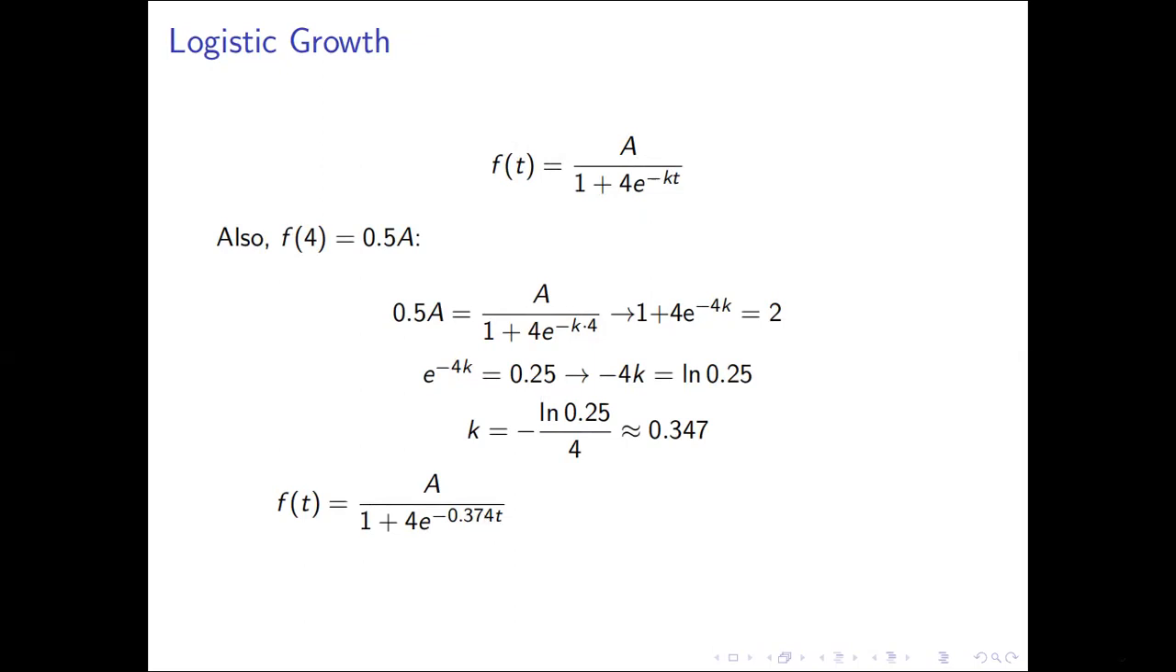So let's answer the question. How many will have been infected by the 8th week? You just plug in t equals 8 into the formula here. Then you can just evaluate the denominator. That's a number. Take the reciprocal of that times A. You'll be getting approximately 0.80A. Now we don't know A, but we do know that 80% of the susceptible number of residents would have been infected by the end of the 8th week.